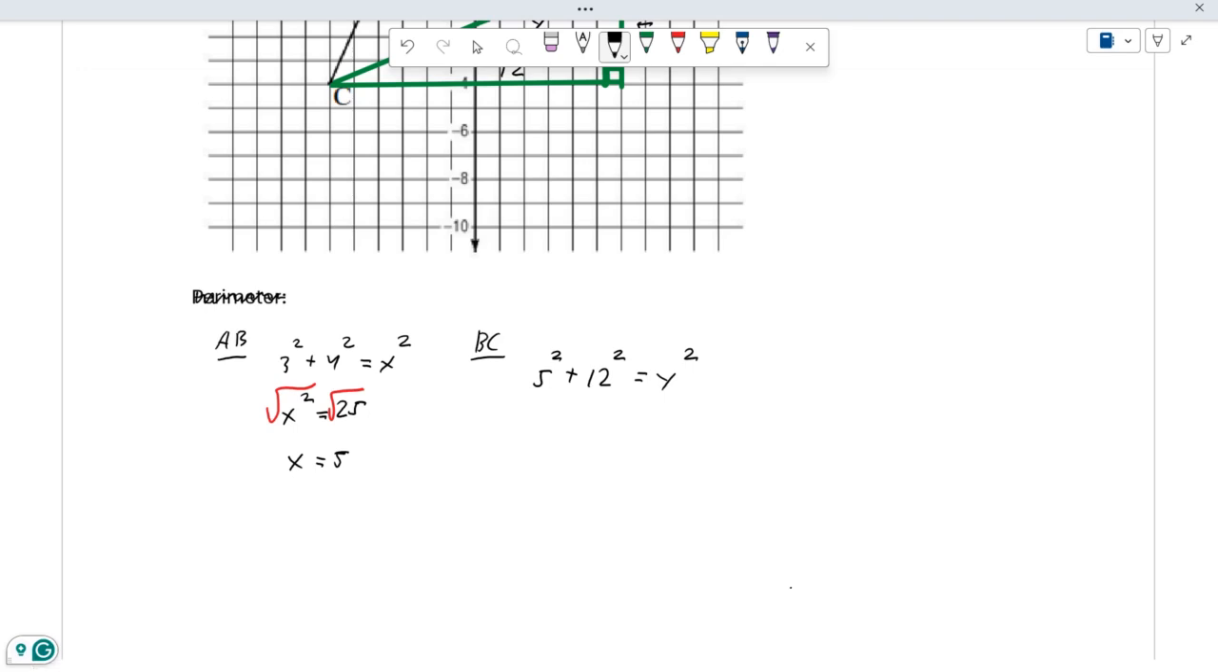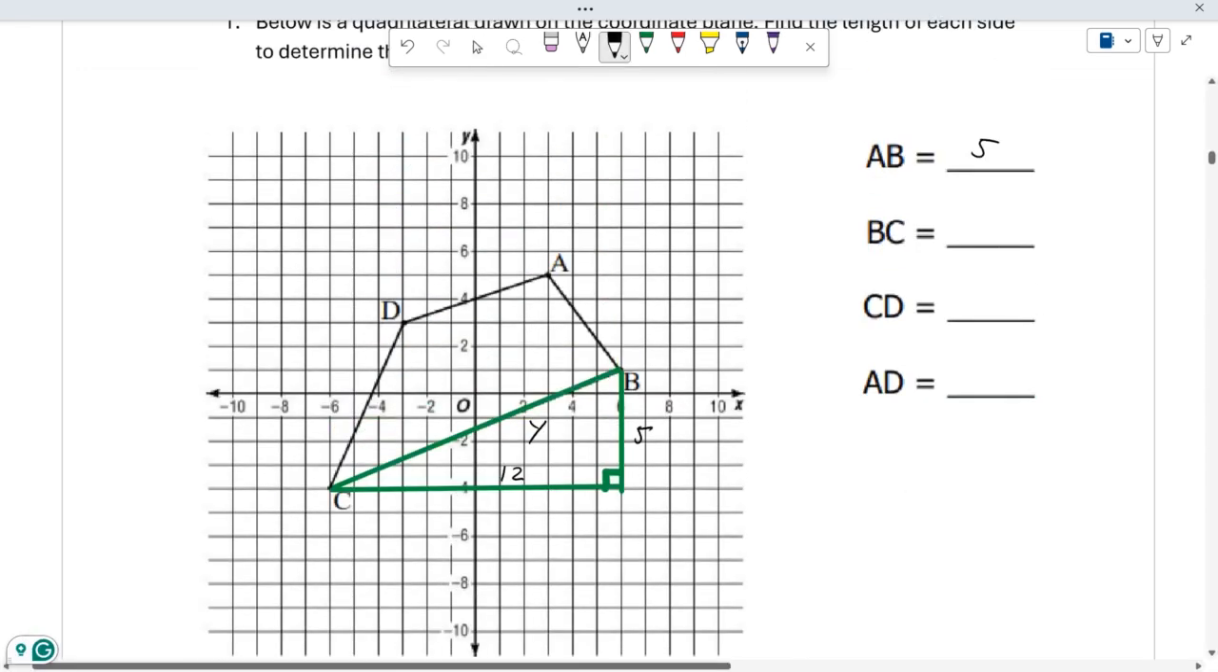All right, so now we just have to solve for y. Again, I'm going to flip it around so that the y squared is on the left. 5 squared is 25. 12 squared is 144. You add them up and you get 169. Again, to get y by itself, we want to take the square root. So y equals the square root of 169. We don't want the plus minus because distance is strictly positive. And the square root of 169 is 13. So the length of BC is 13.